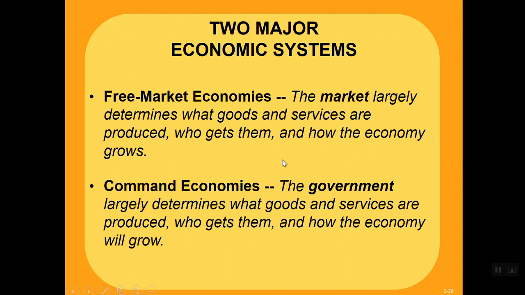The two major economic systems: free market economies, just to reiterate, that's a capitalist economy where the market largely determines what goods and services are produced, who gets them, and how the economy grows. And command economies, where the government largely determines what goods and services are produced, who gets them, and how the economy will grow. So a free market economy is capitalism. The extreme in command economies would be communism. And socialism, as we just studied, falls somewhere in between, where the government owns some of the businesses, usually the major ones, such as utilities.